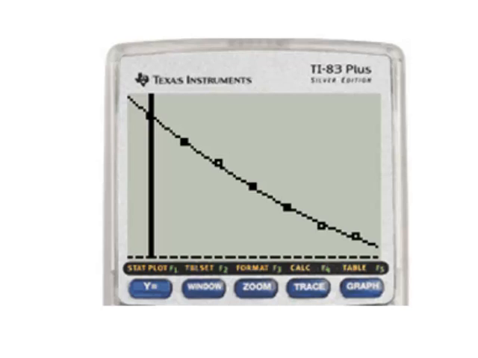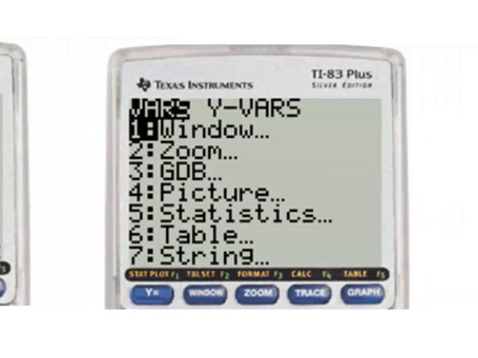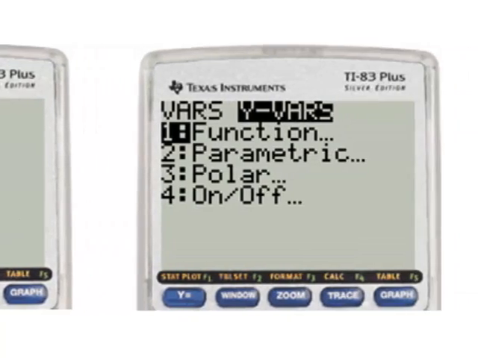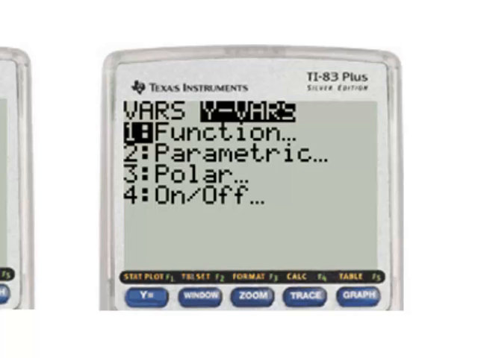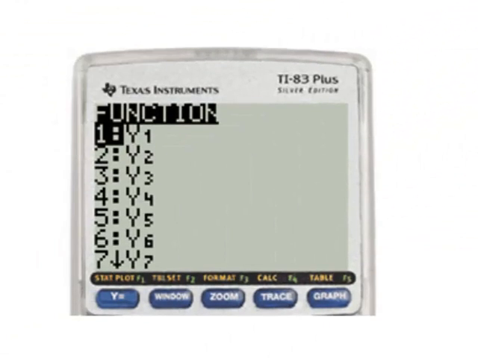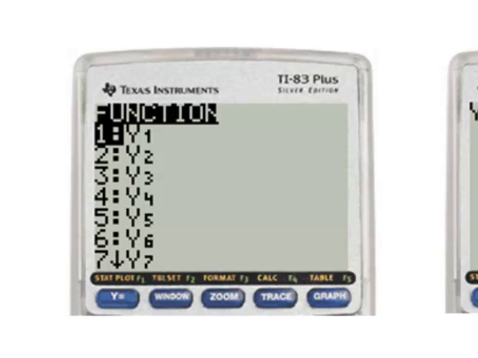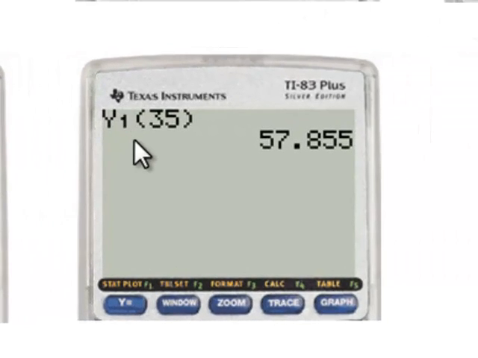Part B, we want to evaluate this model. One way we can do that is using the vars key. Hitting the vars key gives us this window. We right arrow to y vars, and then we hit enter for function. We have the model in y1, so we hit enter again. And in the home screen, you type parentheses 35, close parentheses, and hit enter, and you get the corresponding output.